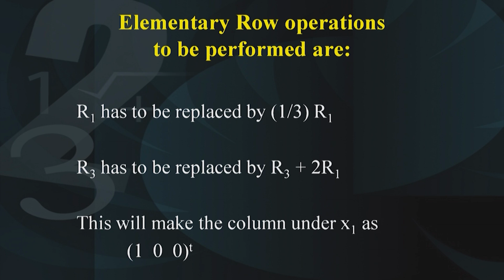R1 has to be replaced by 1/3 R1. Similarly, R3 has to be replaced by R3 plus 2 R1, and this will make our pivot column 1, 0 and 0.